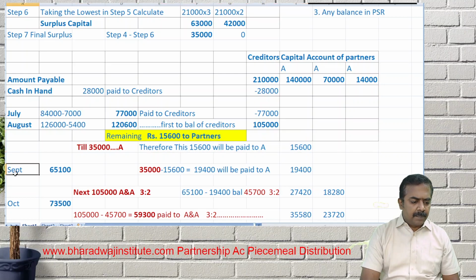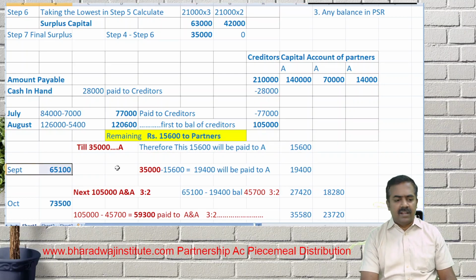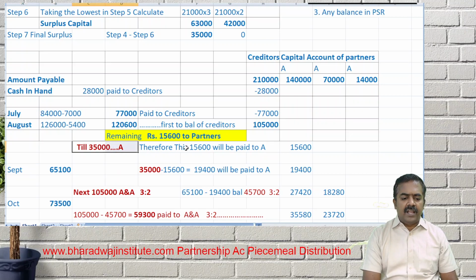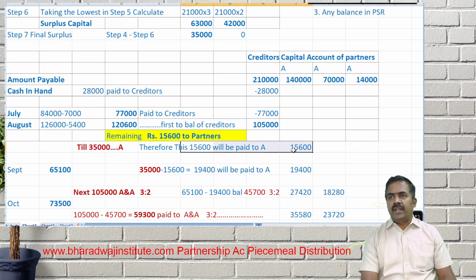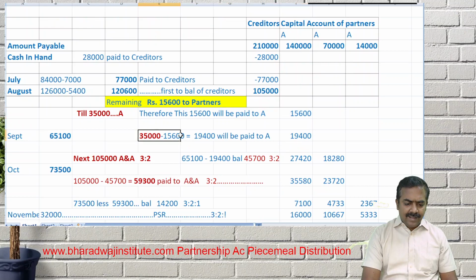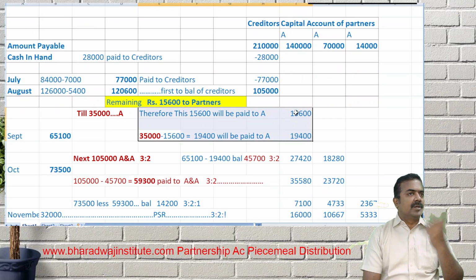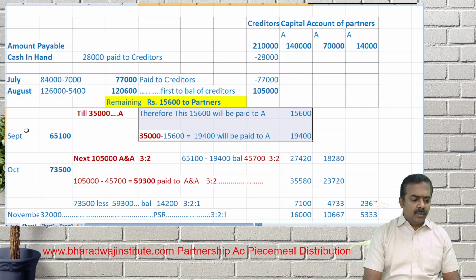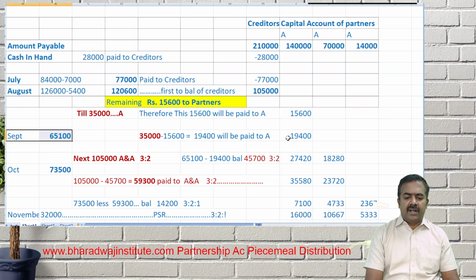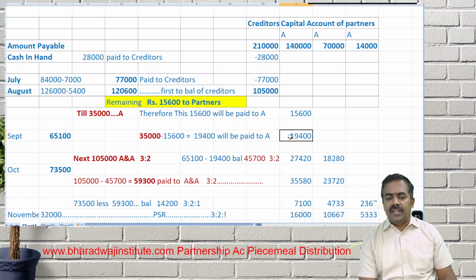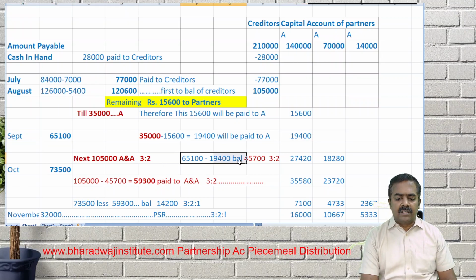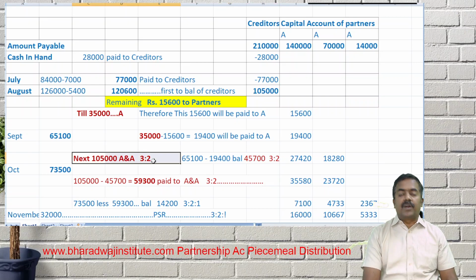Next is September month, we get 65,100. But in the 35,000, already how much has been distributed? 15,600 has been distributed. The remaining 19,400 also will be paid to A only. Only then the total 35,000 will come. Now, in September month, out of 65,100, how much has been distributed? 19,400 is distributed, so how much balance is there? 45,700. This 45,700, up to the next 1,05,000, to whom should we distribute?